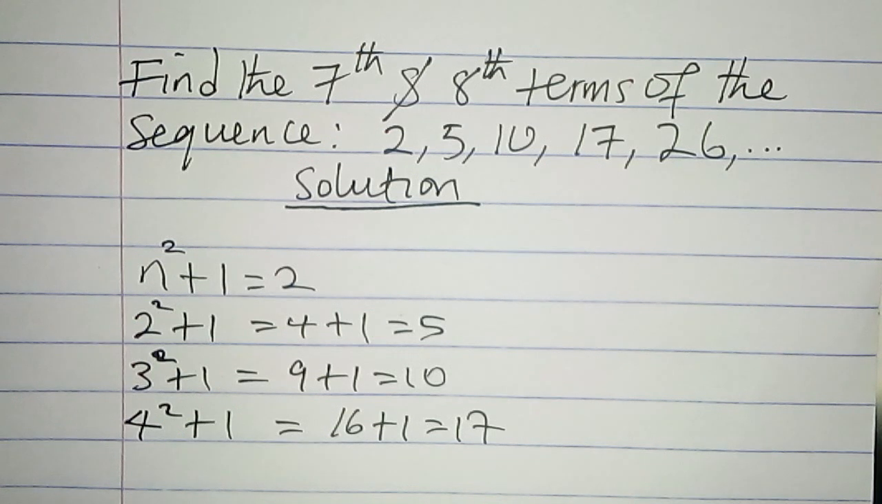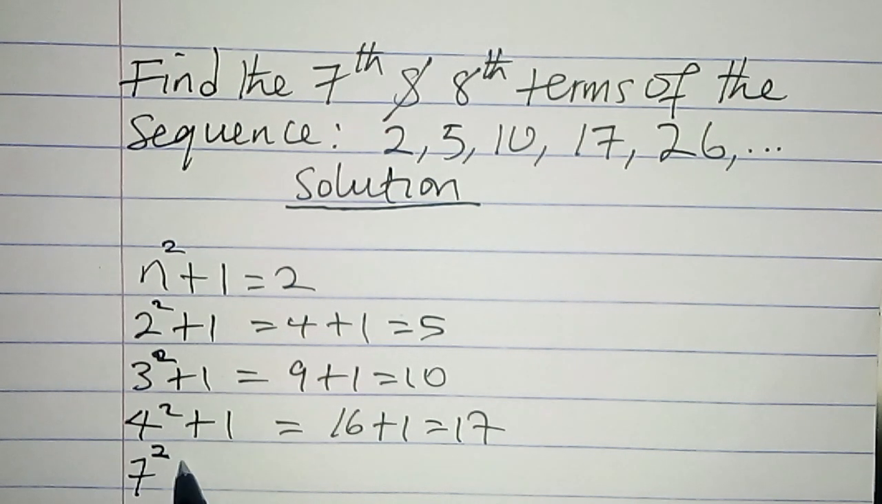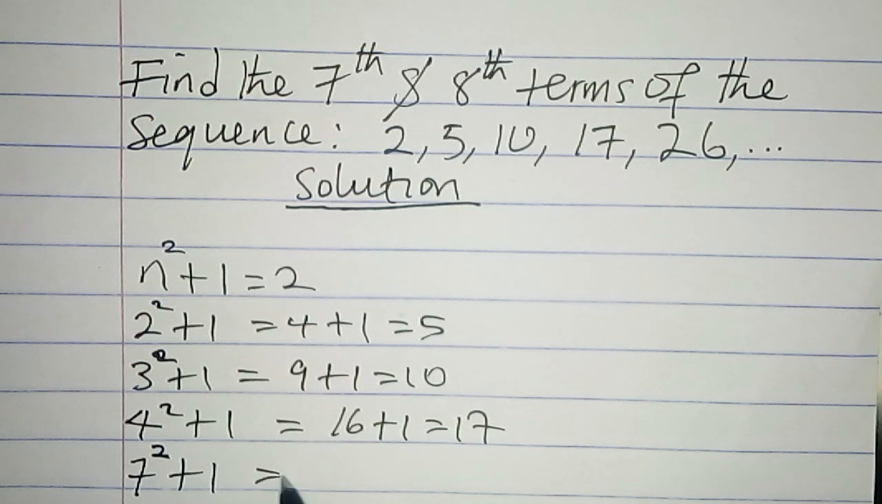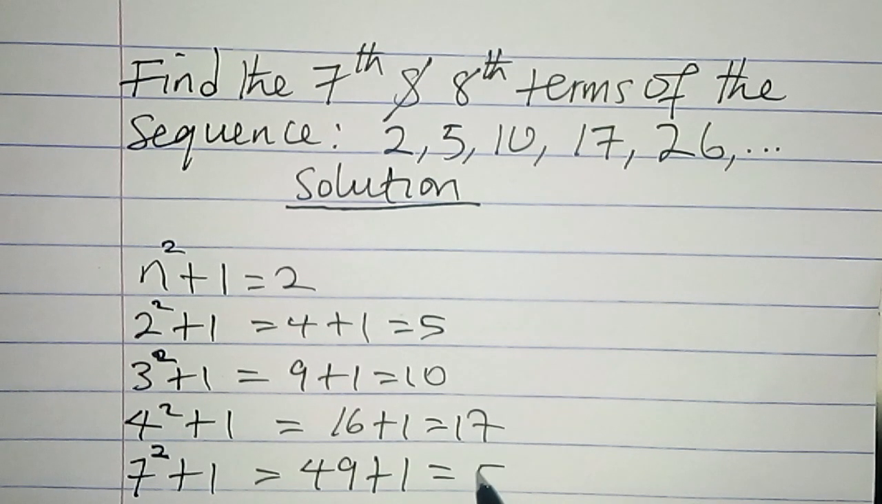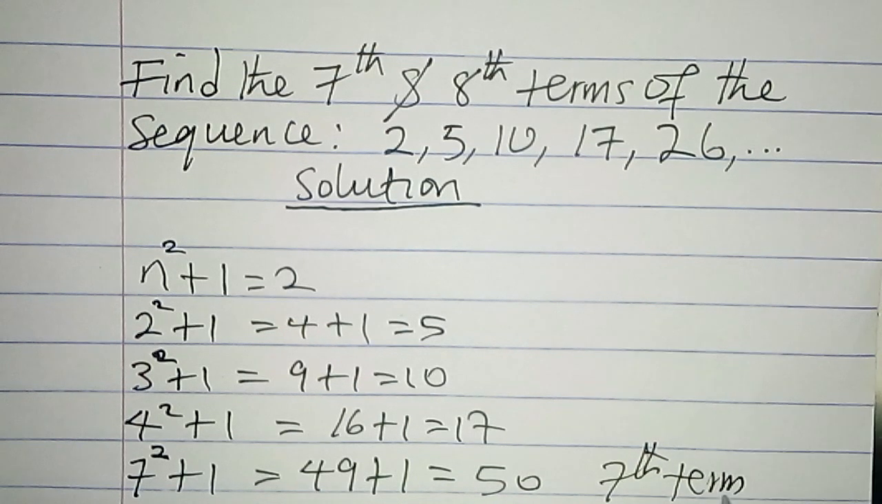So now let us do for our 7th term without wasting time. For our 7th term, n is equal to 7. So 7 squared plus 1. 7 squared is equal to 49, plus 1, which is 50. So this is our 7th term.